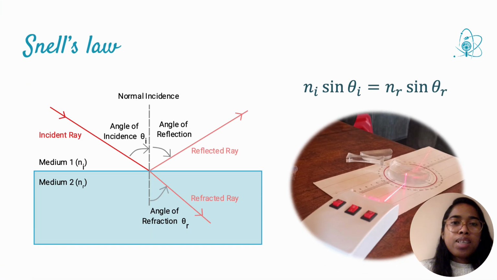The phenomenon can be explained using the famous Snell's law that relates the incident rays, incident angles with the refracted ray and the refracted angle by this formula: Ni sine theta I equals Nr sine theta R, where I means incident, R means refracted in this matter, and N is the refractive index.